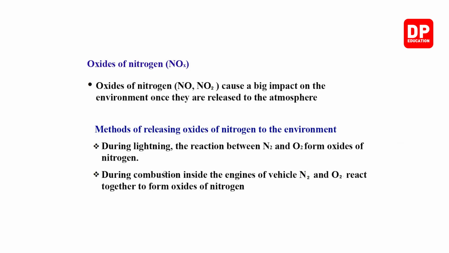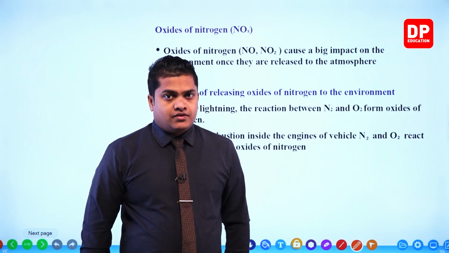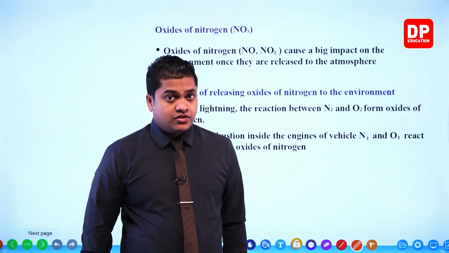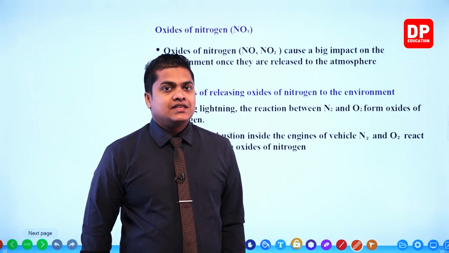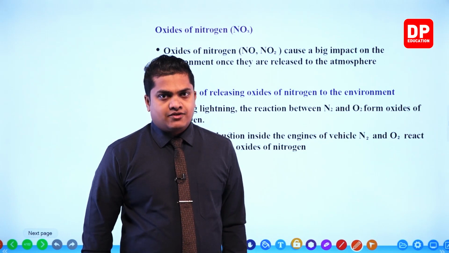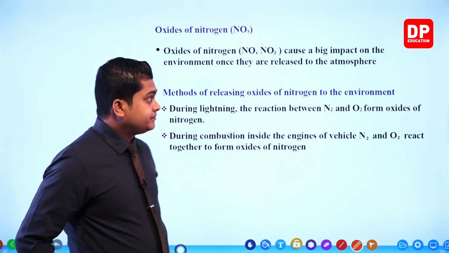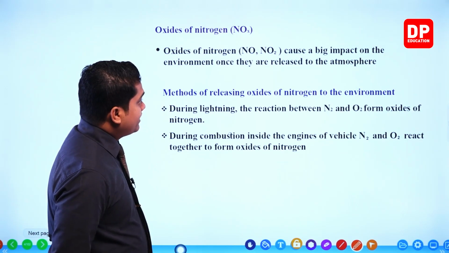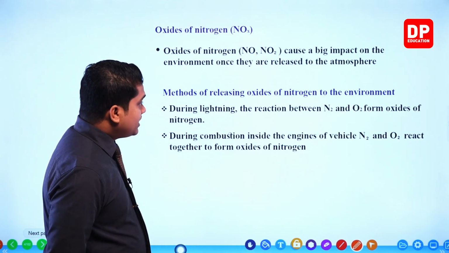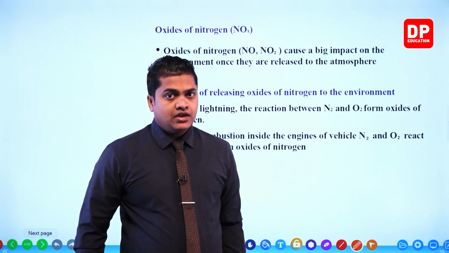Here you are given oxides of nitrogen, nitrogen oxide, nitrogen dioxide. Oxides means when oxygen is going to bond with nitrogen, different kinds of nitrogen oxides could be created. These things are referred to as oxides of nitrogen. For example, you are given NO, nitrous oxide, and NO2, nitrogen dioxide. Oxides of nitrogen cause a big impact on the environment once they are released to the atmosphere.